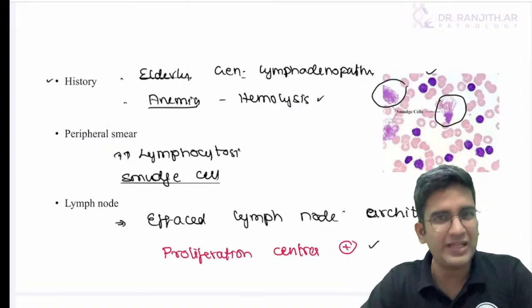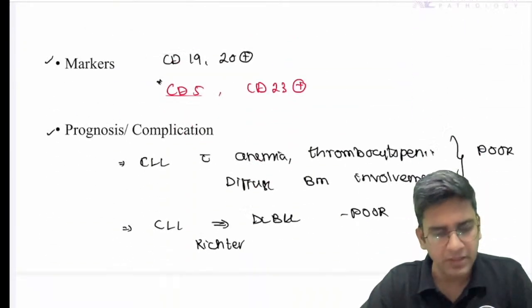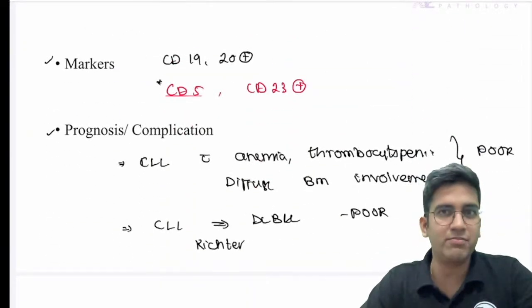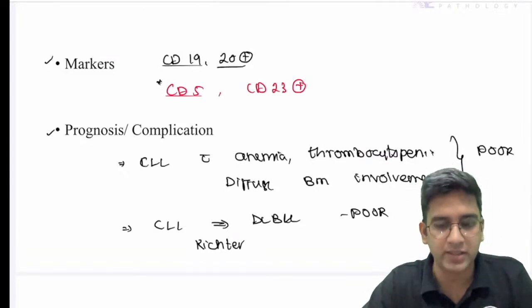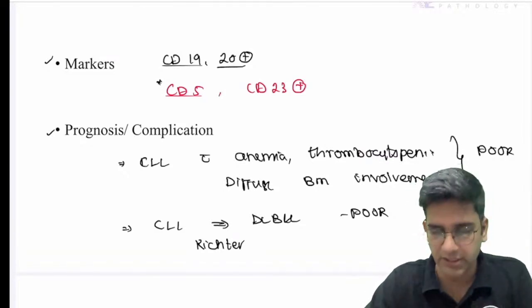Peripheral smear, only for CLL. Mantle, Follicular, and Burkitt's will not have peripheral smear finding. Then markers, whatever is the pathogenesis, write that marker, add on this non-specific things together. And one word about prognosis or complication, fine.